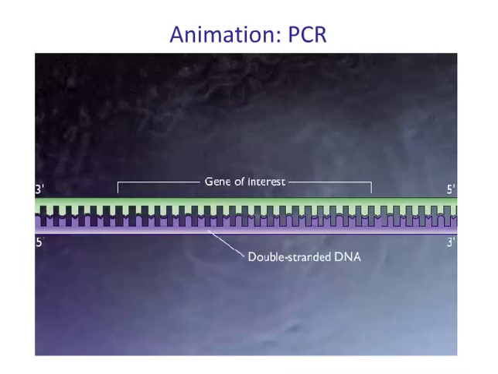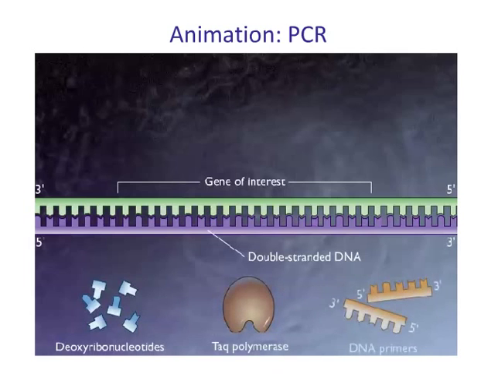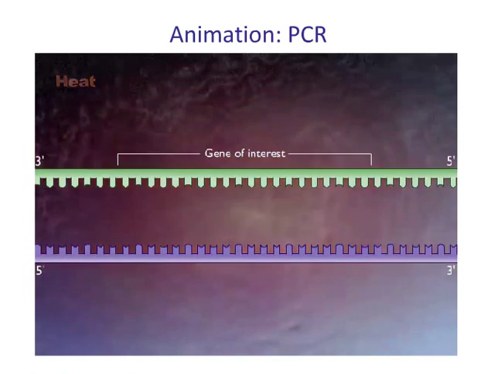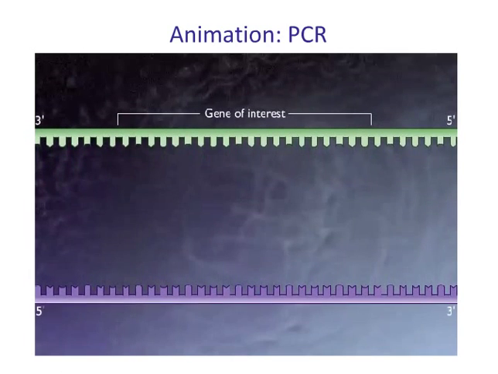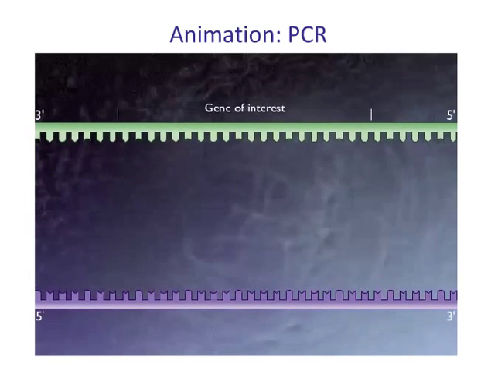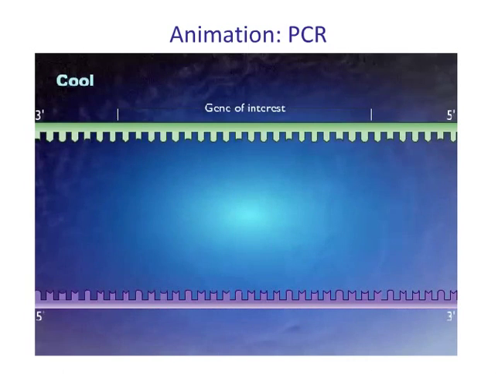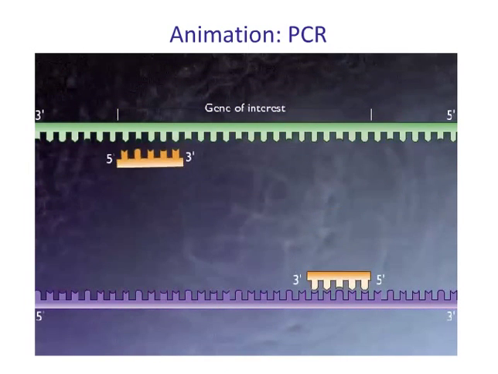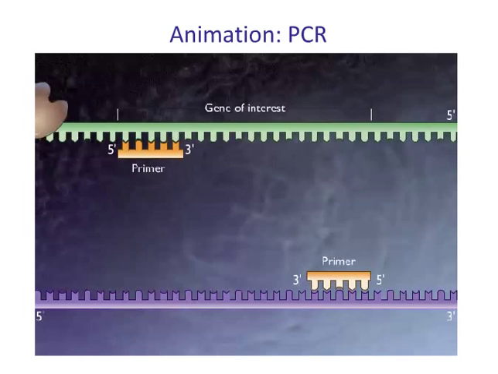The DNA to be amplified is mixed with deoxyribonucleotides, a thermal stable DNA polymerase called Taq polymerase, and DNA primers. The DNA primers hybridize to the ends of the gene to be amplified and provide a starting point for the Taq polymerase. The mixture is heated to break the hydrogen bonds in the DNA, forming single-stranded molecules. The mixture is then cooled sufficiently to allow the DNA primers to anneal to each end of the segment to be copied.